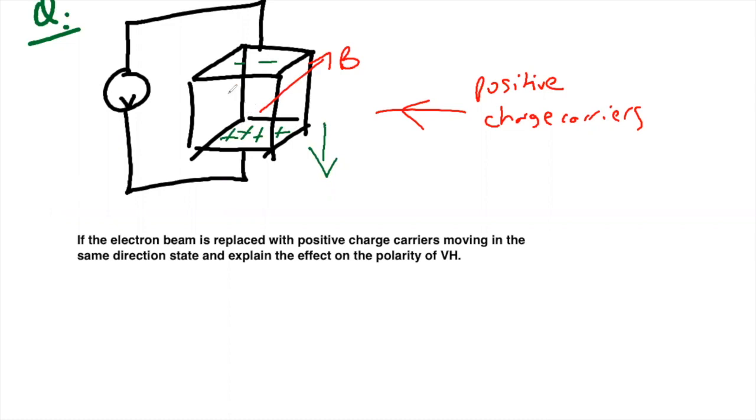And eventually that is going to become Fe, and this is going to become Fb, and they're going to become equal. Now the question was to explain the effect on the polarity of VH, but this is minus, this is plus, no effect. Same, because this time plus goes down. Yes, if it was like this, then it would be different, but it's not like this, it's like this, so it's going to be the same.